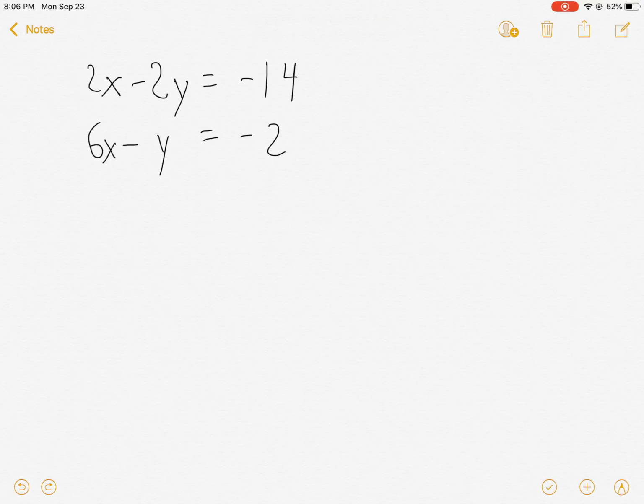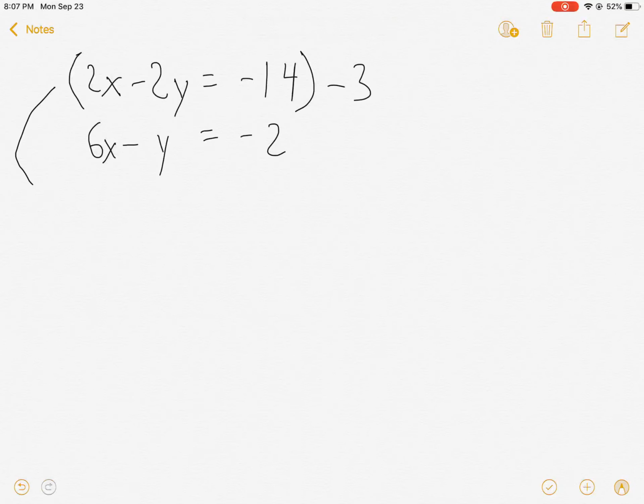The goal is to either get rid of the x's or the y's. It does not matter which one you choose to go for. But you need to make sure that the numbers are opposite signs, meaning 6 and 6 do not cancel out. 6 and negative 6 cancel out. So if I wanted to cancel out the x's, for example, I could take the first equation and multiply it by a negative 3.